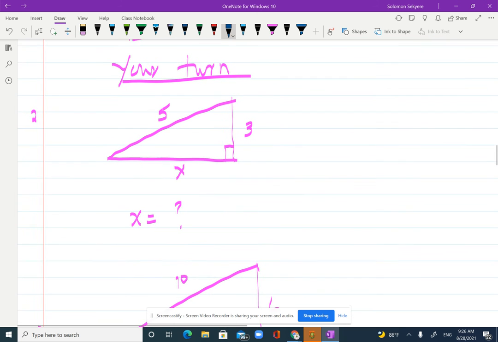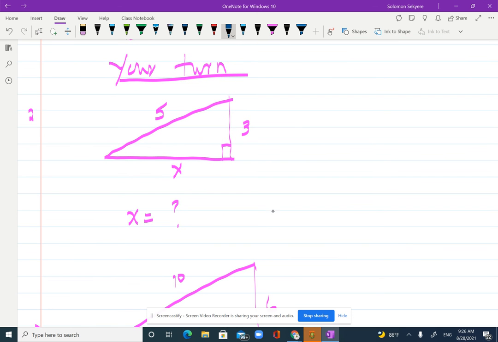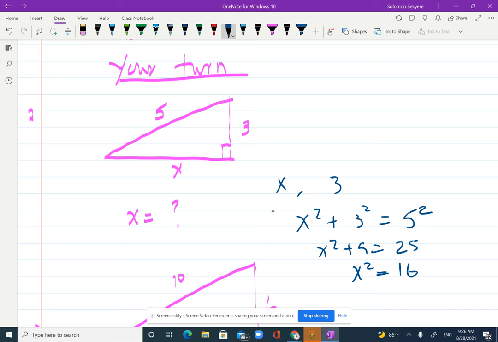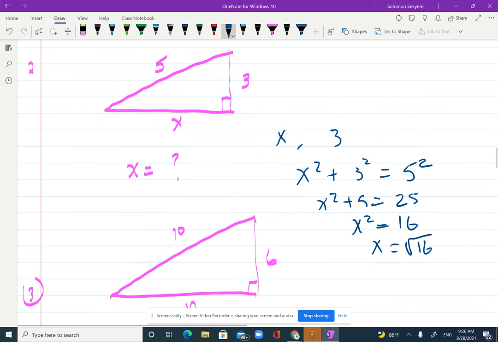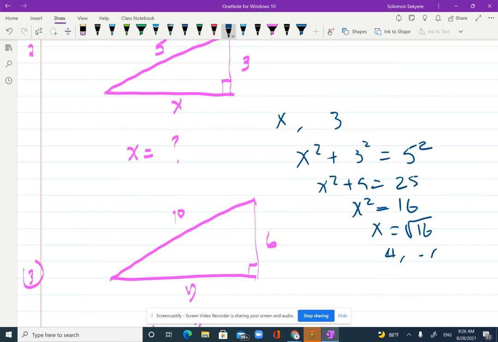What about this one here? What are you going to do? Still, write your equation. What are the legs? The legs are x and 3. And then you write x squared plus 3 squared equals what? 5 squared. So it's x squared plus 9 equals 25. Then you solve this equation. So x squared equals 16. X equals the square root of 16, which is 4 or negative 4. We're dealing with measurement, so we reject the negative.